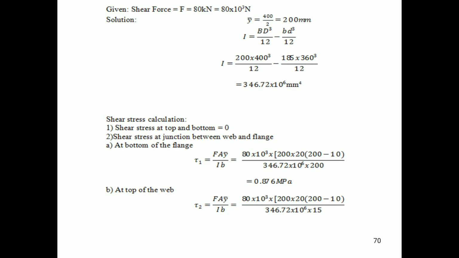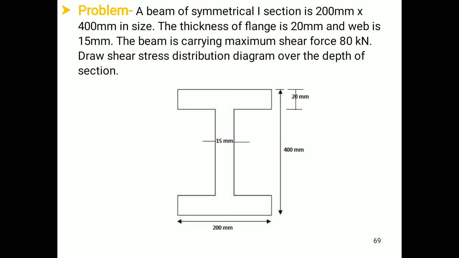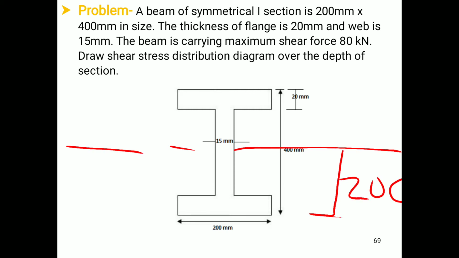Therefore, as given in the numerical, we have shear force equal to F, which is equal to 80 kN. So in Newton it will be 80 into 10 raised to 3 Newton. Y bar is equal to total depth divided by 2. Therefore total depth is 400 divided by 2. So it will become 200 mm. So this distance will be 200, and again this distance will be 200 because it is symmetrical about x-axis.